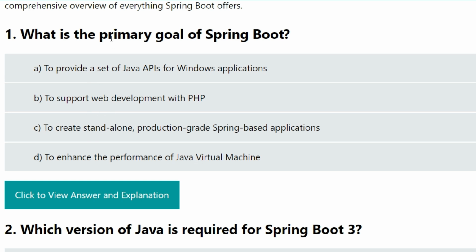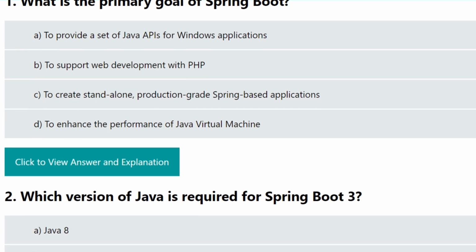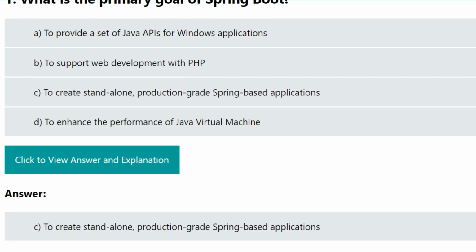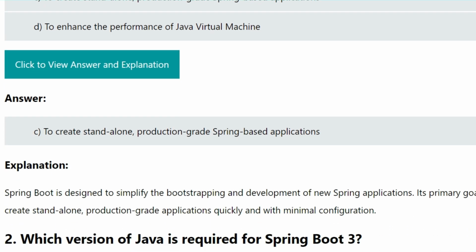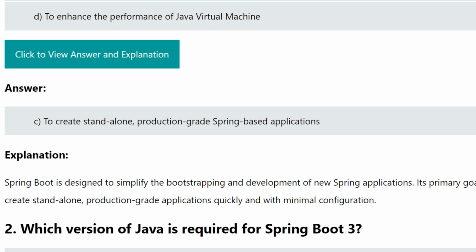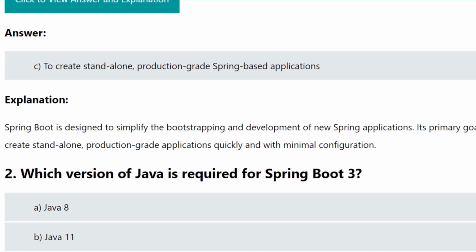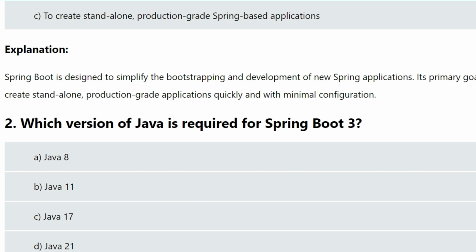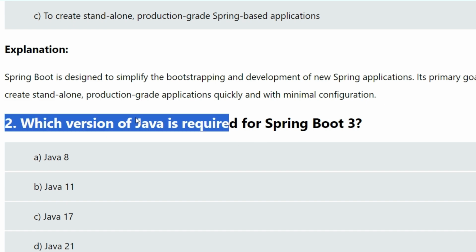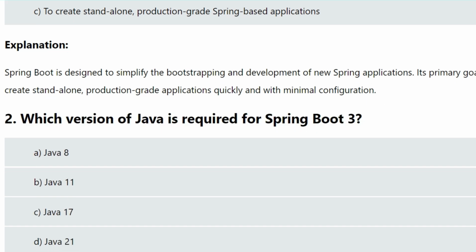So, which one is the correct one in that? So, I think option 3, C, will be the correct one here. So, if you see here, this is the answer: to create a standalone production-grade Spring-based application. So, this is the explanation also for why we are using it and all.